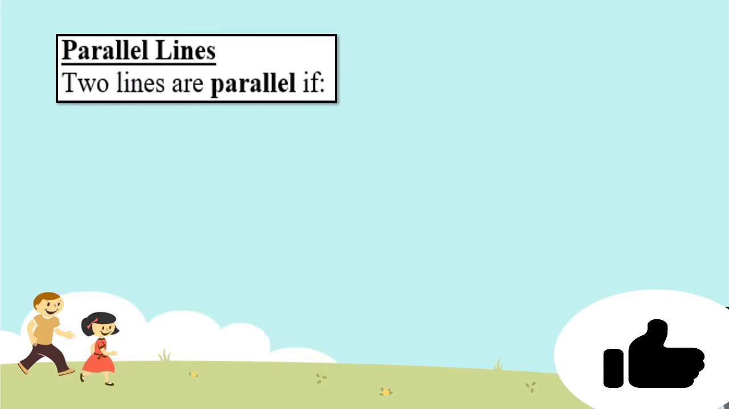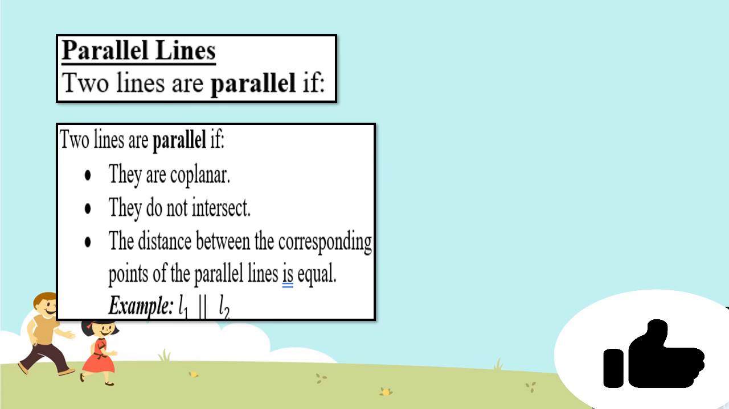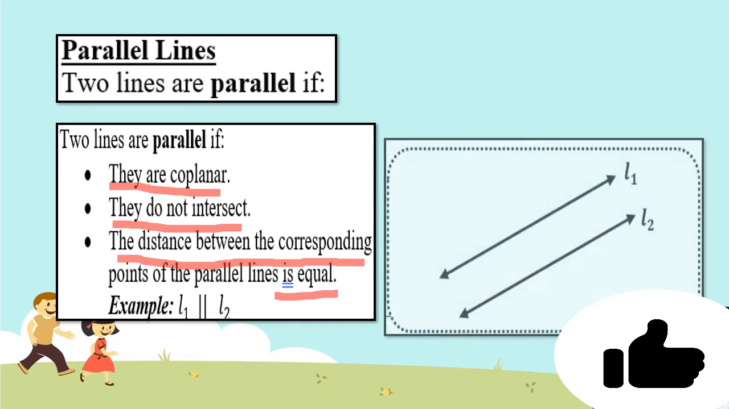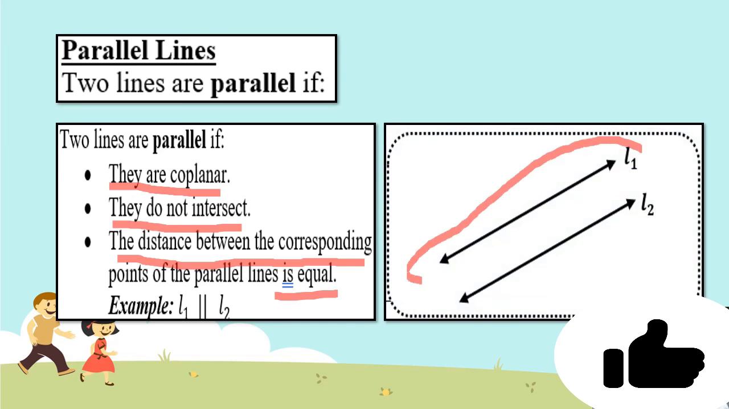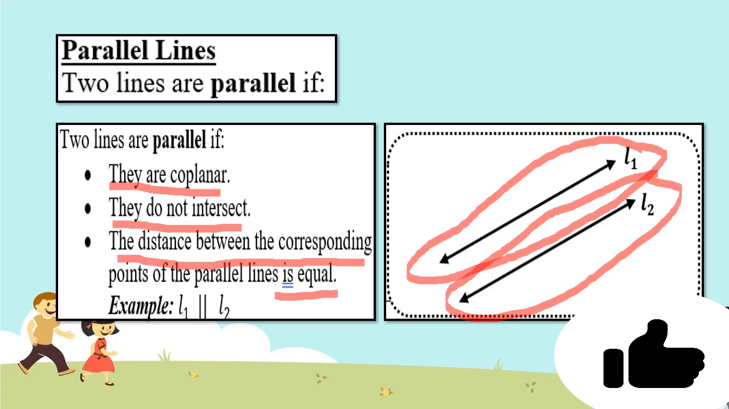Parallel lines. Two lines are parallel if they are coplanar, they do not intersect, and the distance between the corresponding points of the parallel lines is equal. According to this figure, as you can see, they don't intersect each other, right? Therefore, those are parallel lines. So line 1 and line 2 are parallel to each other. So this will be the symbol of a parallel line.